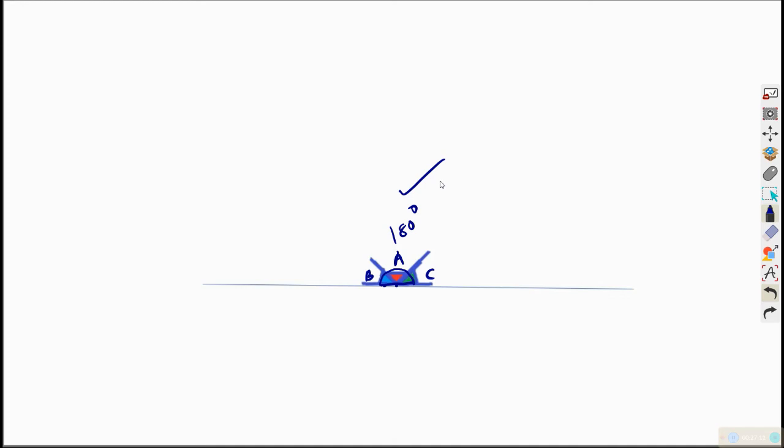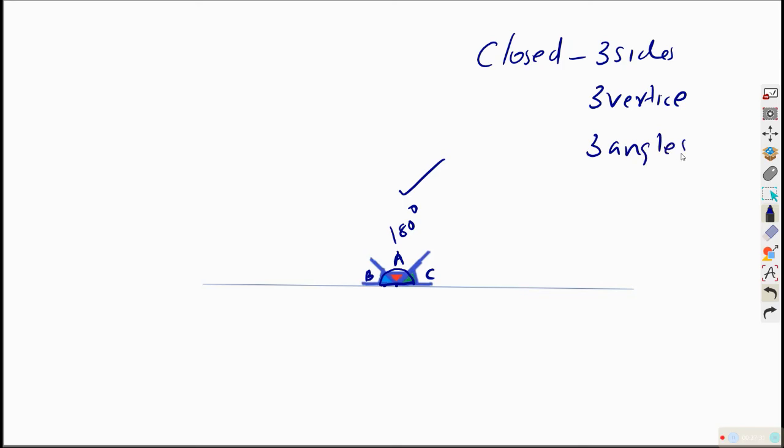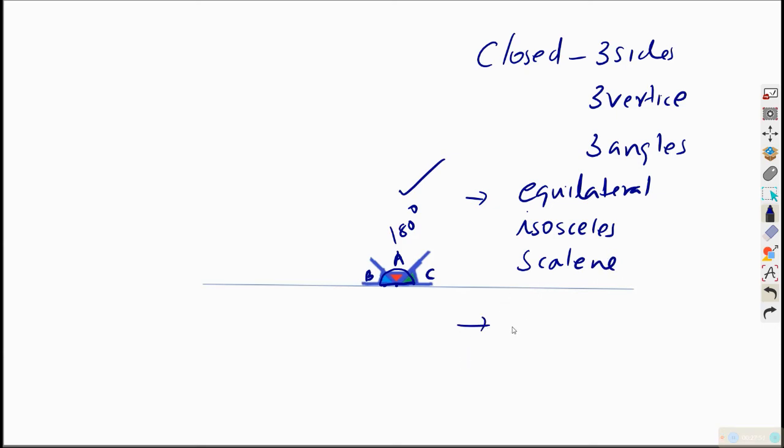Okay, my dear students, certain properties you studied today. First thing you studied was that the triangle is a closed figure having three sides, three vertices and three angles. Triangles can be classified into three types depending upon sides, like equilateral, right, isosceles and scalene. You also found the triangles can be classified into three categories depending upon angle, like acute angled triangle, right angled triangle and obtuse angled triangle.